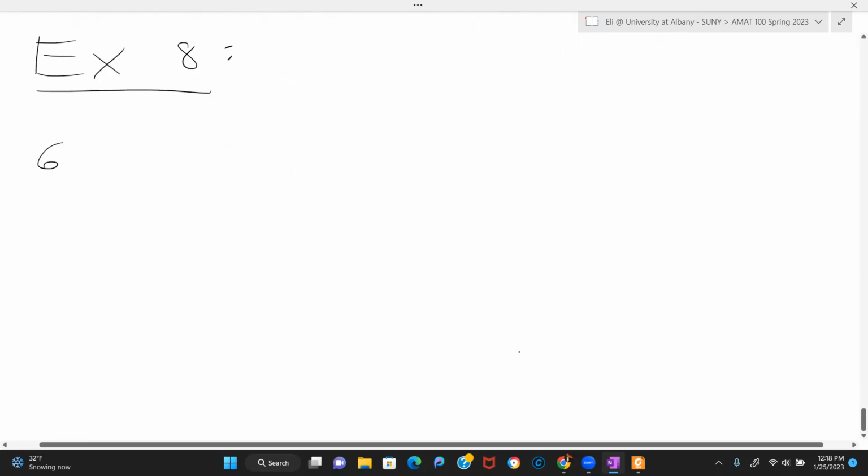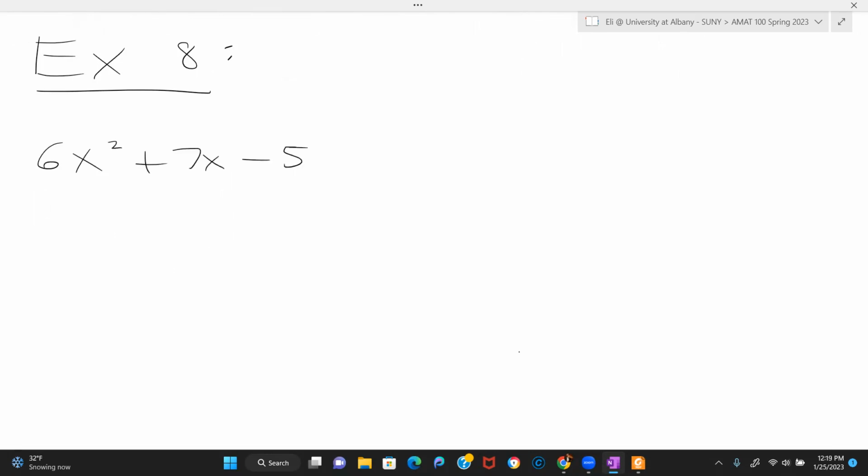So what we want to do is factor 6x squared plus 7x and then minus 5. So we'll put our parentheses like this. We need our x terms because when we FOIL, we need x squared, and the only way to get that is to have these x's here like that. Now, there's going to be a blank here, blank here, blank here, and then blank here. And then, of course, plus or minus, plus or minus.